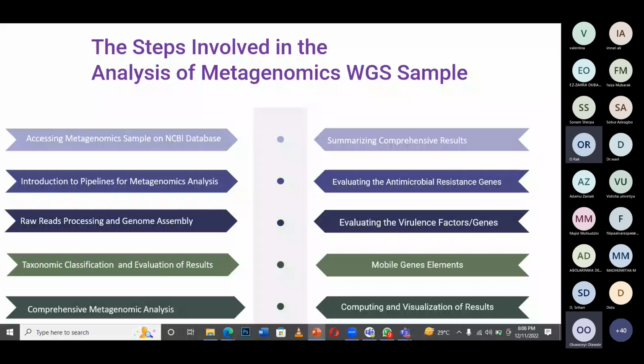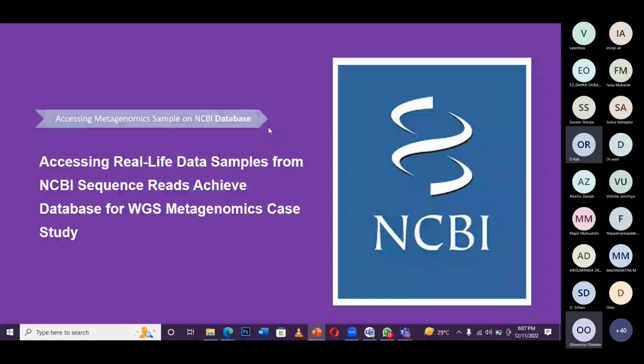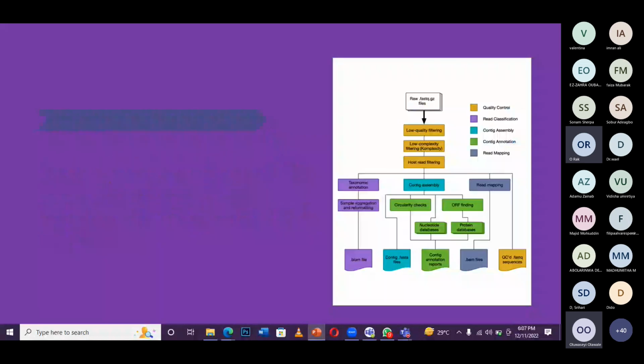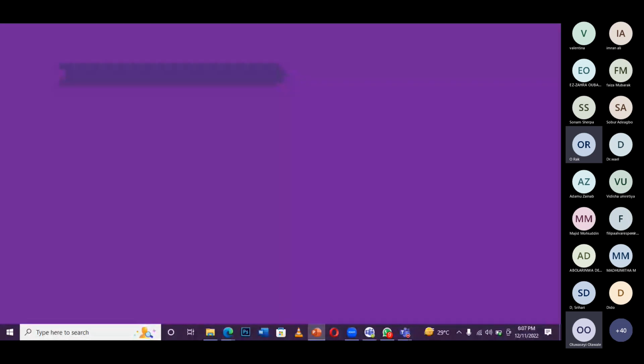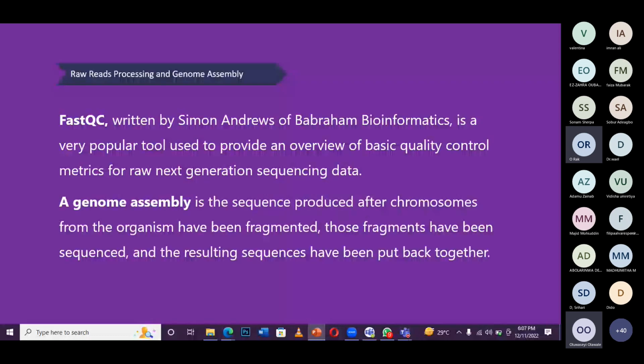So we'll be working with real-life data from the NCBI database. We'll show you specific pipeline tools where you'll be able to do metagenomic analysis, be it taxonomic classification. We're going to proceed from raw read processing and genome assembly. Then we're going to focus on taxonomic classification and evaluation of results, show you how you can evaluate your result, how you can interpret your result.